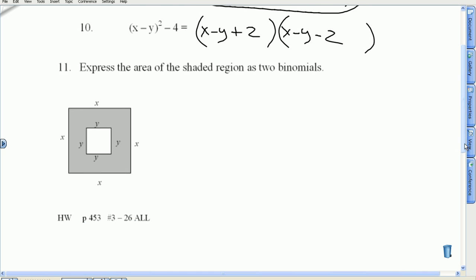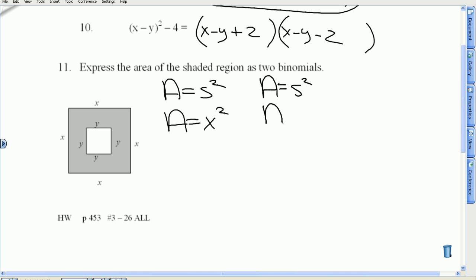Well, we literally have the difference of 2 squares here. We have a big square and we have a little square. The big square has sides length x and the little square has sides length y. Remember, area of a square is side squared. So the area of the big square is going to be x squared. The area of the little square, which is not shaded, is going to be y squared. So the area of the shaded region is x squared minus y squared.